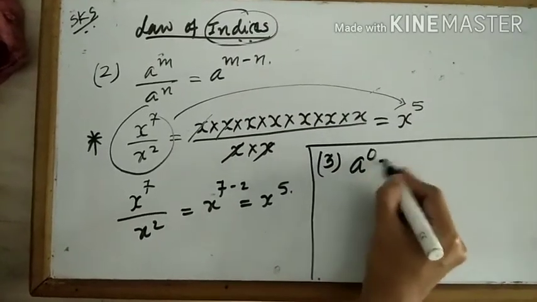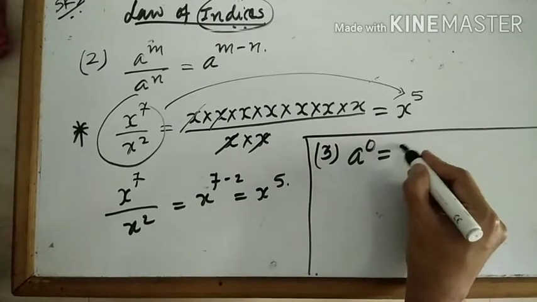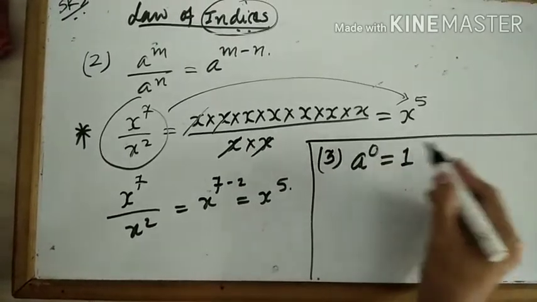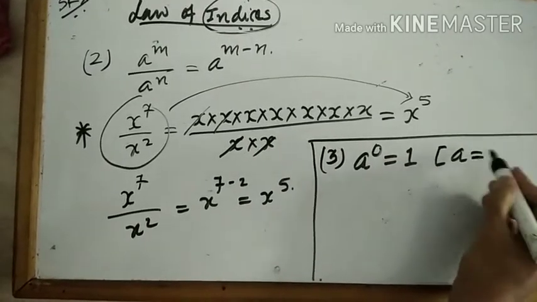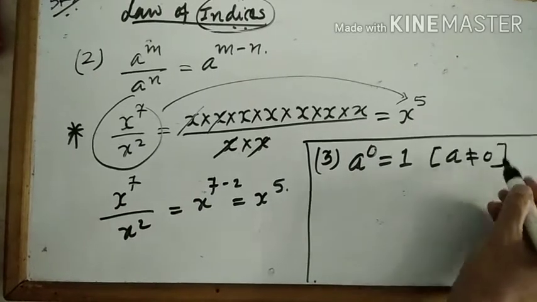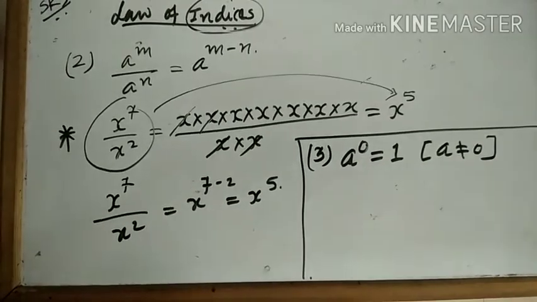Any number other than 0 raised to 0 is equal to 1. A raised to 0 is equal to 1, but a cannot be equal to 0 over here. That is the third rule one has to know.